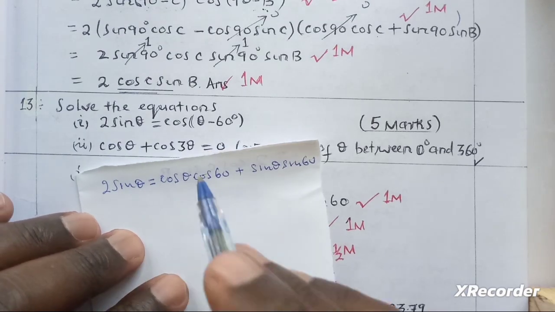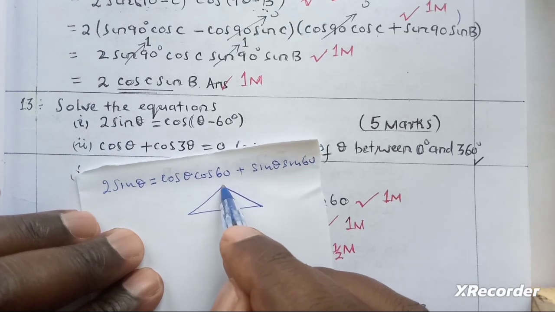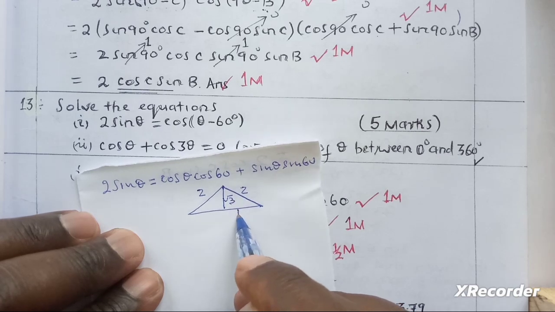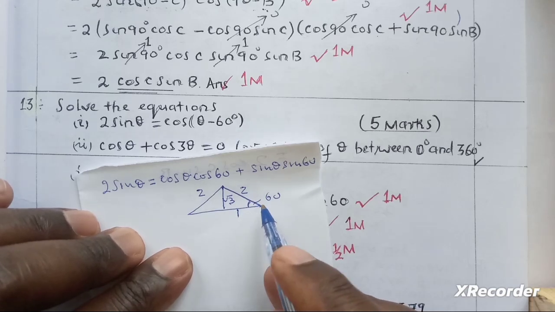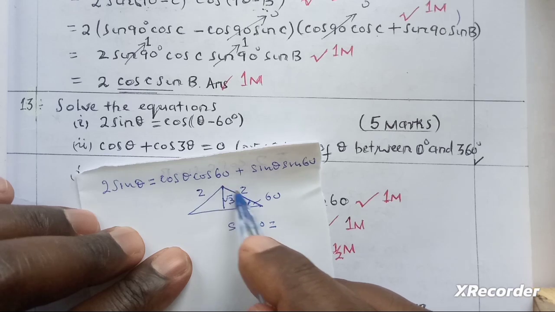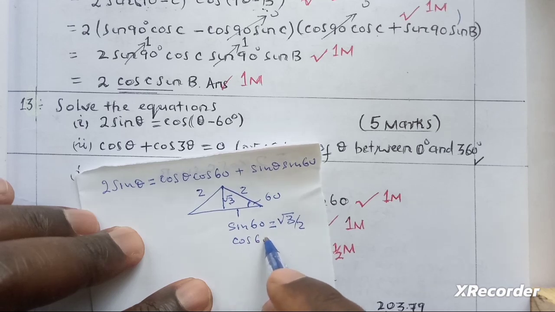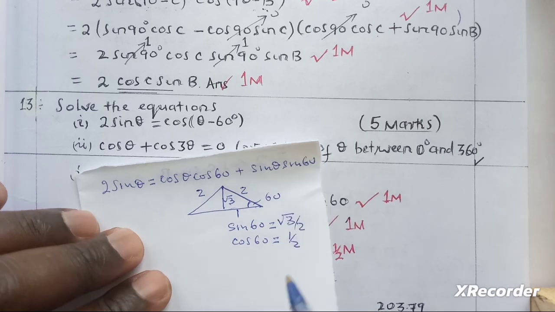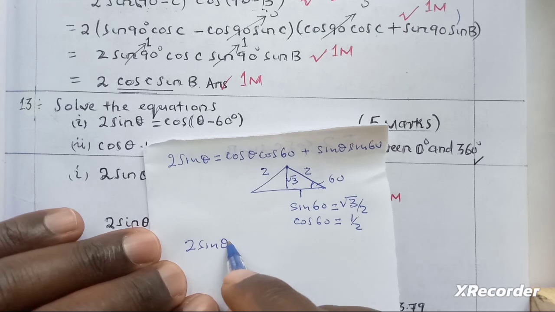With that one, we can use our special triangle which we have here. This one is 2, we have 2 here, square root of 3, and we have 1 here. This is the 60 degrees. So sin 60 is equal to opposite over hypotenuse, root 3 over 2. For cos 60 is equal to adjacent over hypotenuse, that is a half. So therefore, we are going to have 2 sin theta is equal to cos theta.